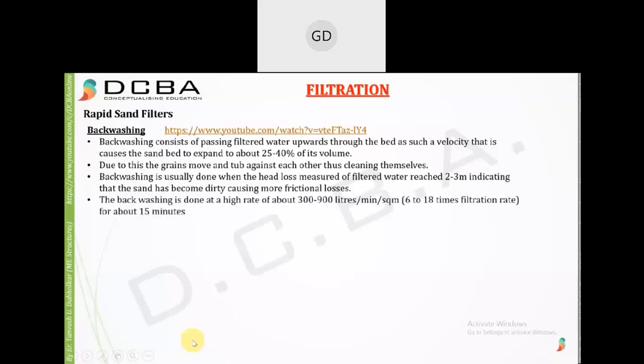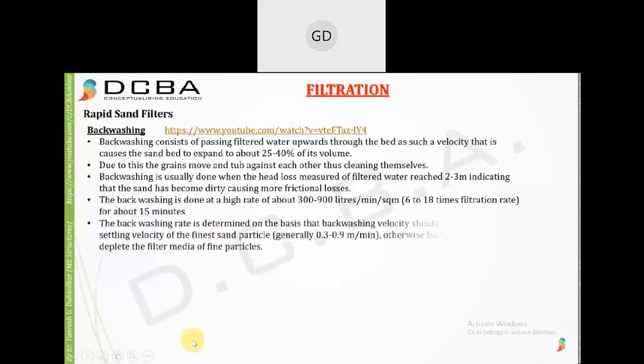The backwashing is done at a high rate of about 300 to 900 liters per minute per square meter, that is 6 to 18 times the filtration rate, for about 15 minutes. The backwashing rate is determined on the basis that backwashing velocity should not exceed the settling velocity of the finest sand particle, generally 0.3 to 0.9 meter per minute. Otherwise, backwashing may deplete the filter media.